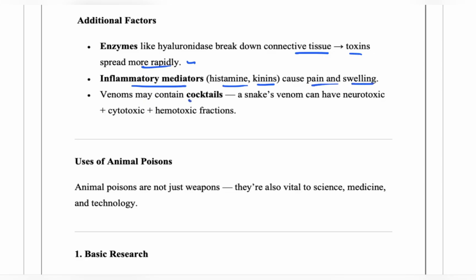Then venom may contain cocktails, like a snake venom can have neurotoxin, cytotoxin, and hemotoxin fractions. So it is not the case that a particular snake's venom is only going to have one type of toxin, right? It has a combination of effective toxins: neurotoxins are there, cytotoxins are there, hemotoxins are there. Like in cobra venom, I've told you there are cytotoxins also, and neurotoxins also. So this is called the cocktail. It is not true for every venom, but some venoms may contain cocktails, right? So a combination of toxins.